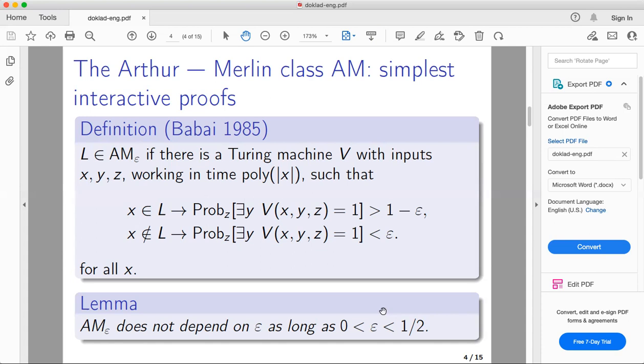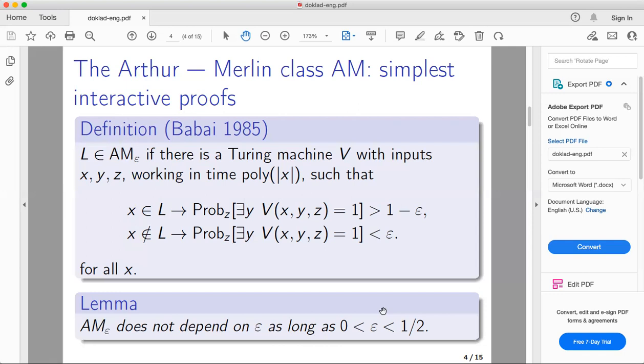However, now he can cheat because if X is not in L, he can adapt Y to Z, and so he can increase the probability of acceptance, and from being less than epsilon, it can become close to 1. So that's the difference between the two versions, between Arthur-Merlin and Merlin-Arthur protocols. And again, one can show that this class doesn't depend on epsilon, and so we can drop the subscript.